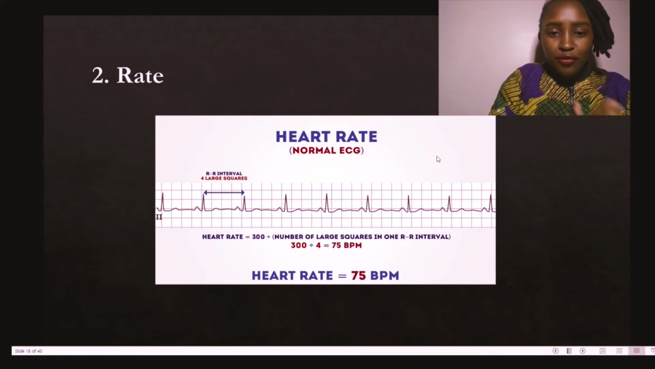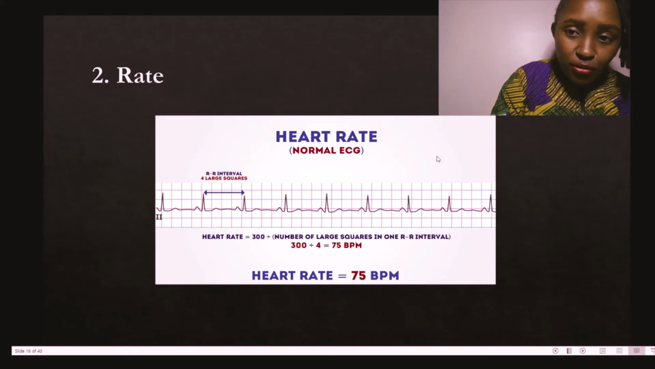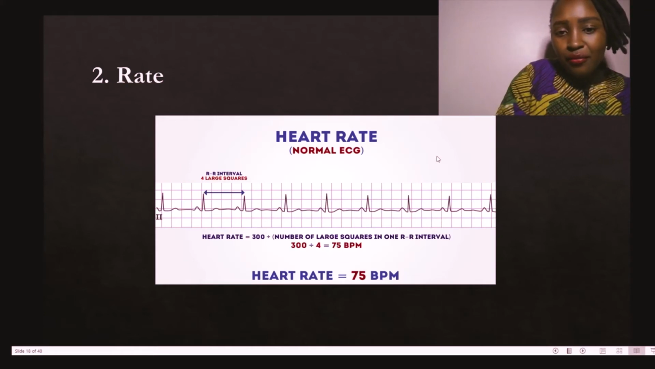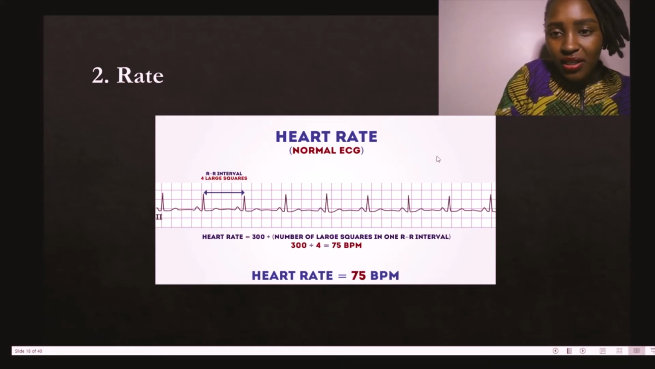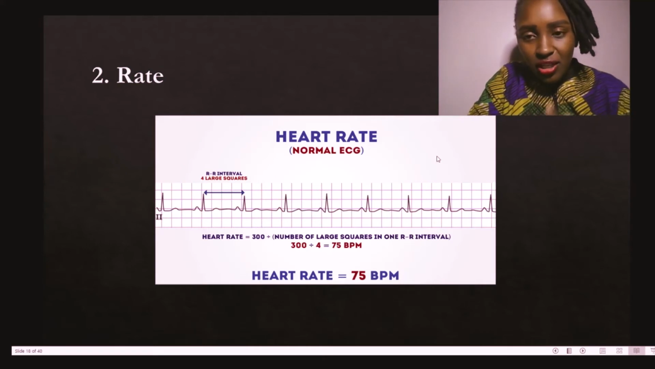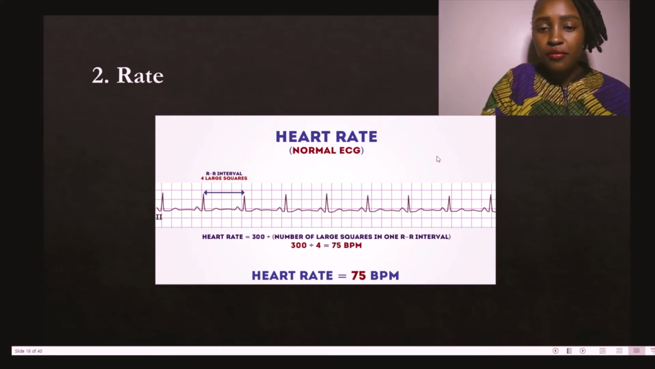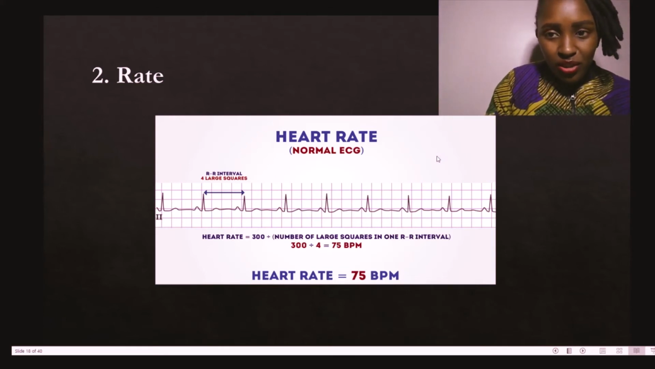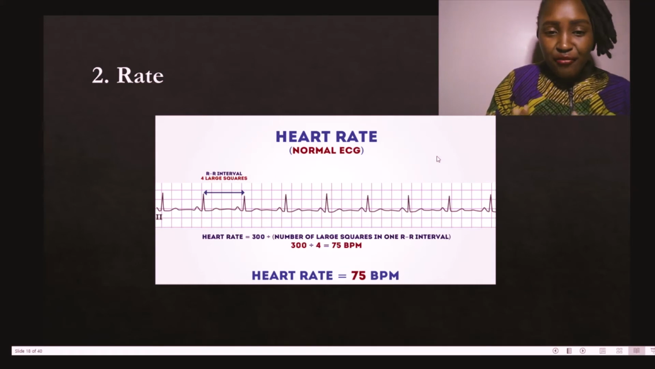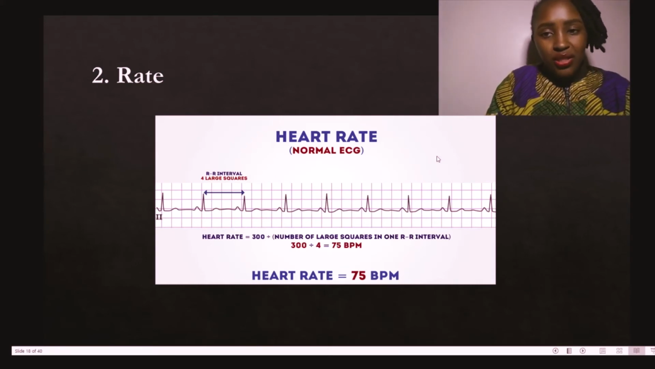So to know the heart rate of this patient, you're going to calculate how many big boxes are between one R interval and the next R interval. Because it's a regular rate, we'll just calculate from one RR, and you can see there are four large boxes in between the two Rs. So you'll take 300 divided by 4, and this gives you 75 beats per minute, which is a normal heart rate. If we had the small squares, 1500 small squares are equal to 60 seconds.